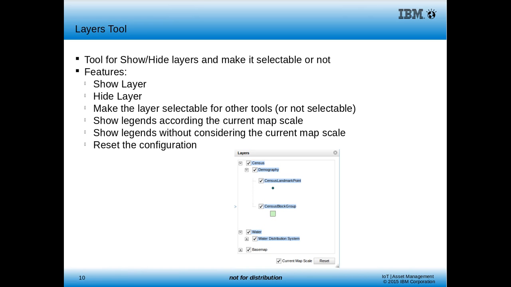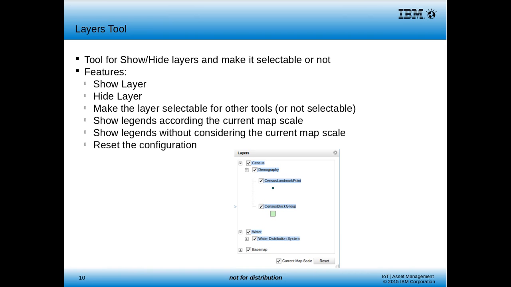For layer tools, in the dialog you can show or hide the layers by clicking on the checkbox. You can make the layer selectable or not selectable by clicking on the layer's name. There is a blue background color, and when the color is there, it means that this layer is selectable.